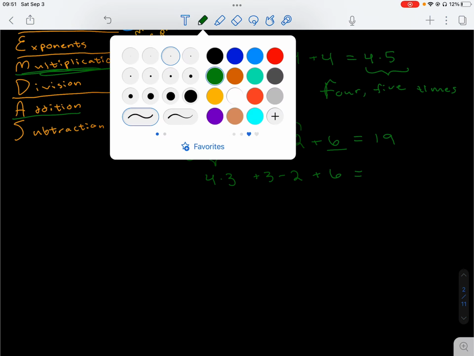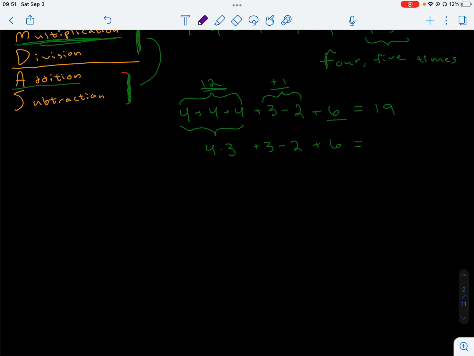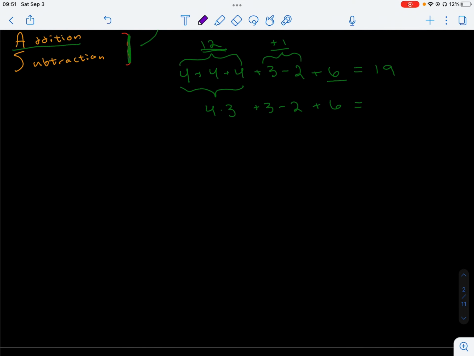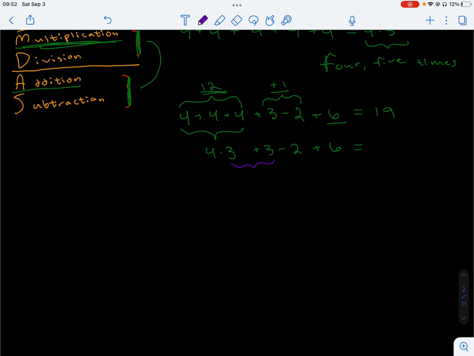However, the way to figure out why we do multiplication ahead of addition and subtraction is by experimenting. Well, what if we don't assume this is true? What if we assume that it's false, that we must do addition or subtraction first? And we can also say, what if addition and multiplication are on the same level?